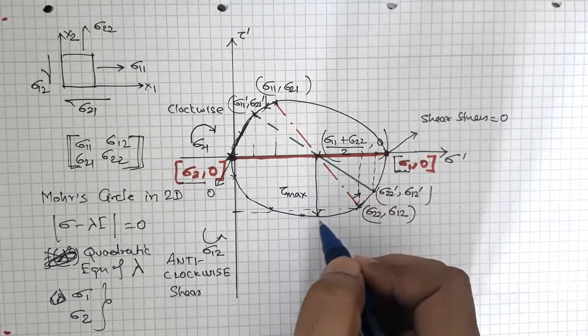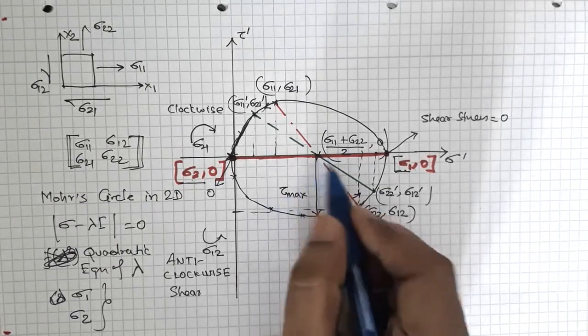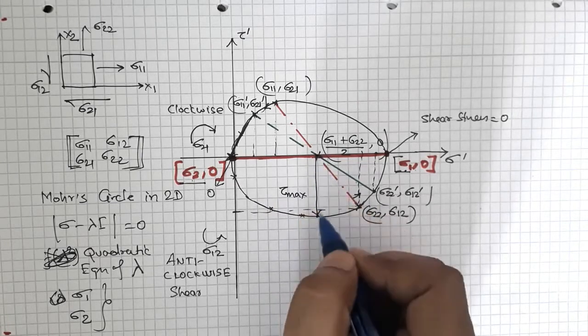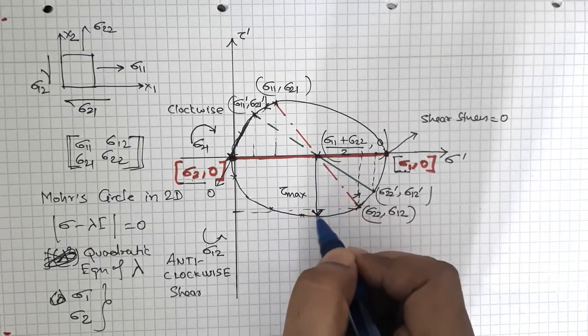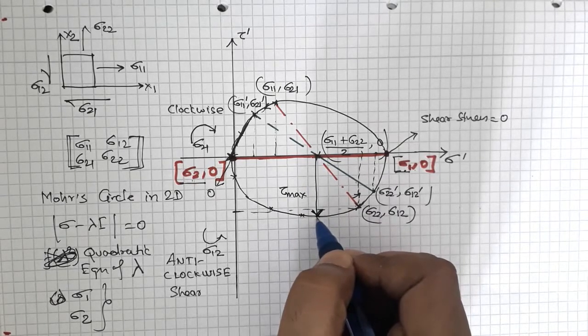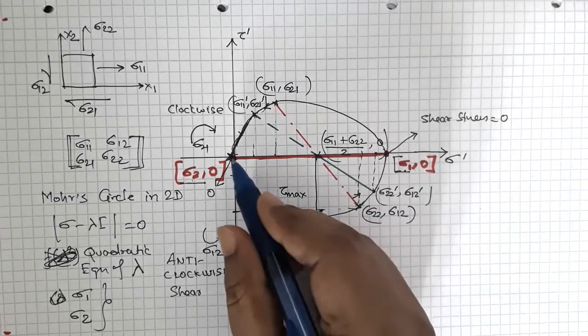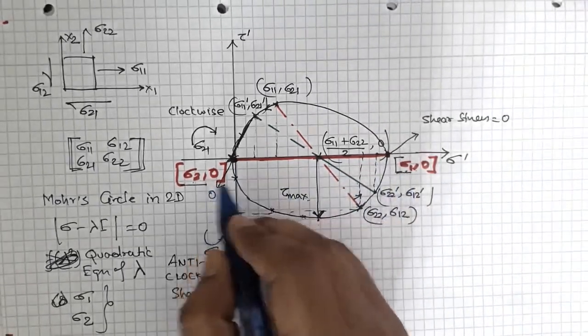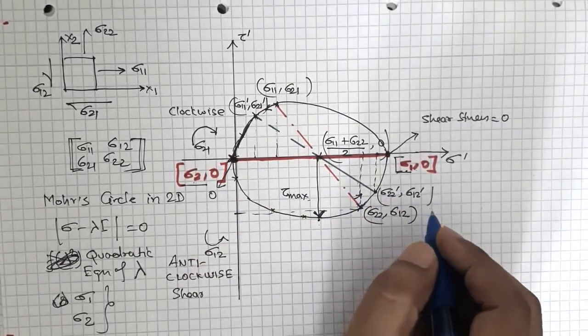And you can see that the radius you can draw anywhere, but the direction of the shear stress, where there is maximum shear stress, will be this. This is 90 degrees apart in this drawing, but in reality it will be between sigma 1 and sigma 2, so that will be 45 degrees.